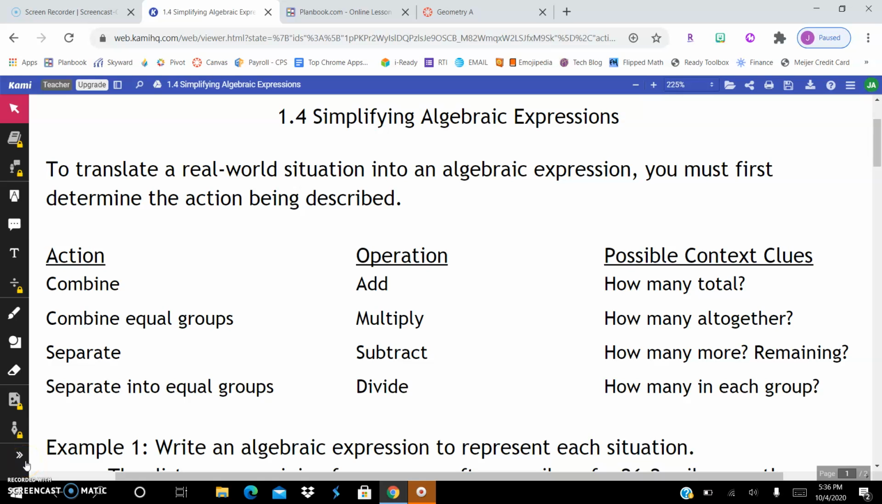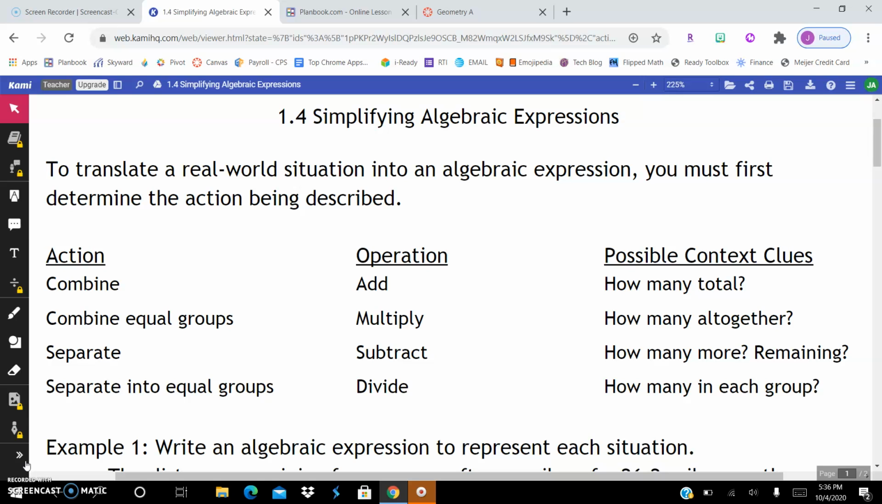Section 1.4 is on simplifying algebraic expressions. In order to translate a real-world situation into an algebraic expression, we must first determine the action being described. So I have four actions here grouped with their operation and then possible context clues that you might see in your questions to try to help you decide whether you should add, subtract, multiply, or divide.